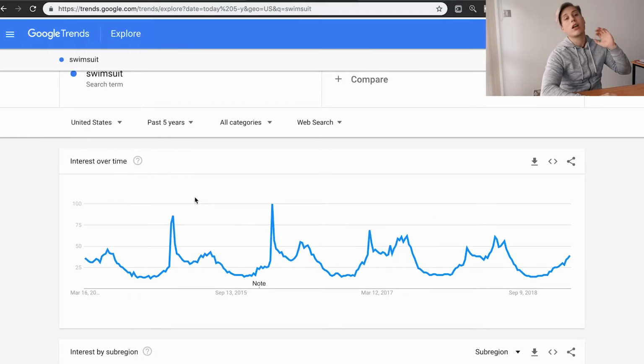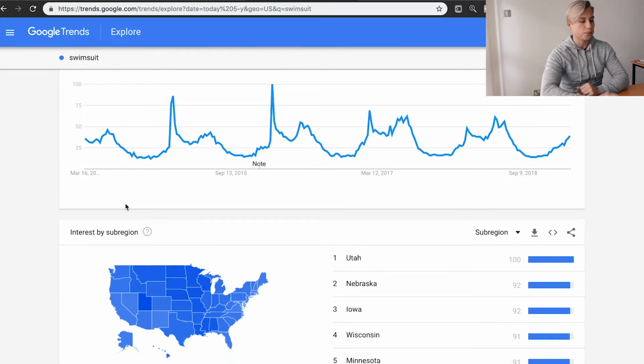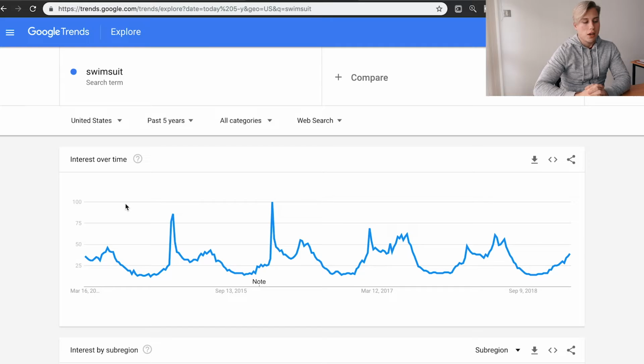Now, here is my last example I have for you guys, which is a swimsuit. Now, why swimsuits? The reason why I want to talk about this is every single year during summer, dropshippers make a ridiculous amount of money selling bikinis, swimsuits, swim shorts, etc. Obviously because everyone goes and buys it for the summer. But the most important thing is, when is summer?